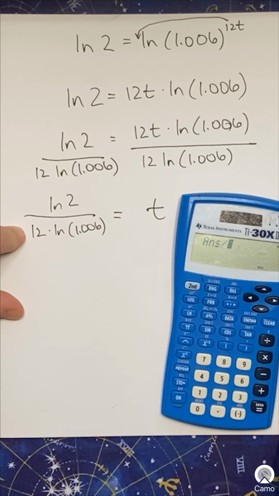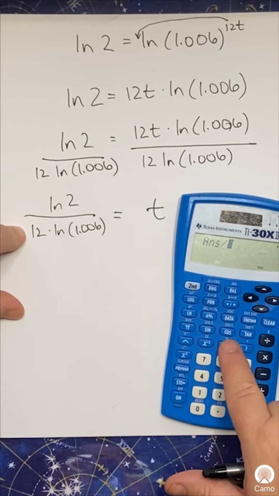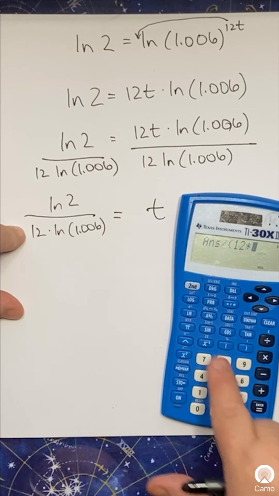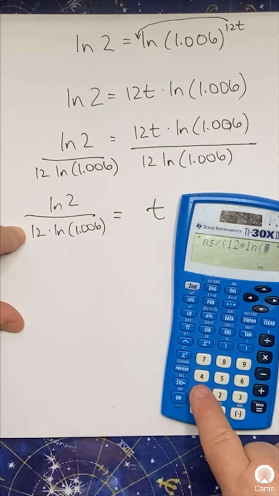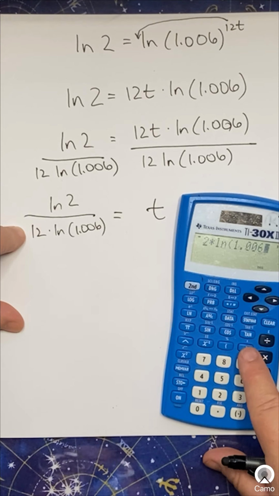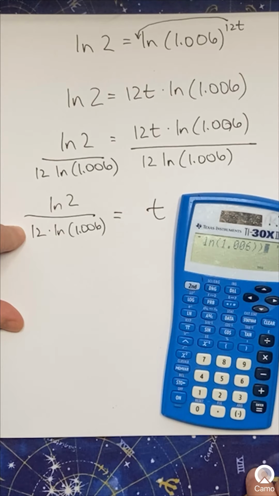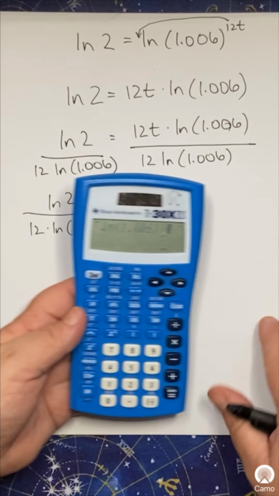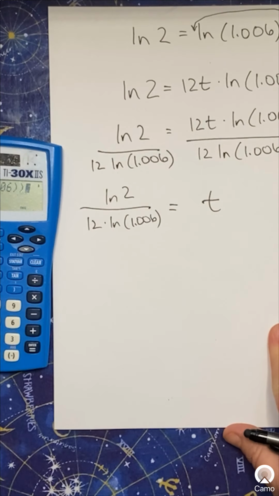I divide, and then I'm going to open a parenthesis: 12 times natural log of 1.006. Now I have to close the natural log and I have to close the other parentheses. I know that was a lot, so let me take a moment. I know everyone's waiting and they're like, what's the answer?